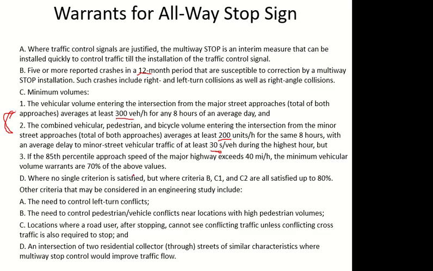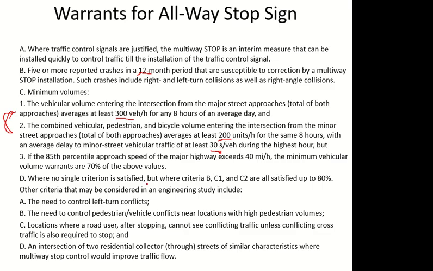Okay, so let me summarize. First condition is you are going to put a signal in future, so you put an all-way stop sign now. Second condition is you meet 5 or more crashes in 1 year. Third condition is related to volumes and delay. If you meet the full volume and delay values, you will go for an all-way stop sign.